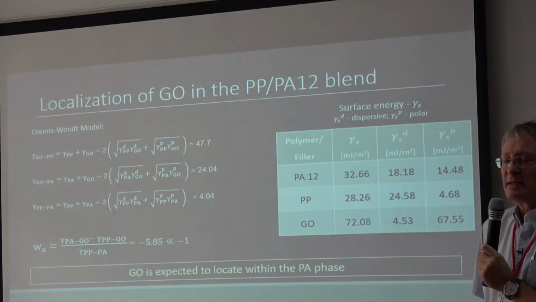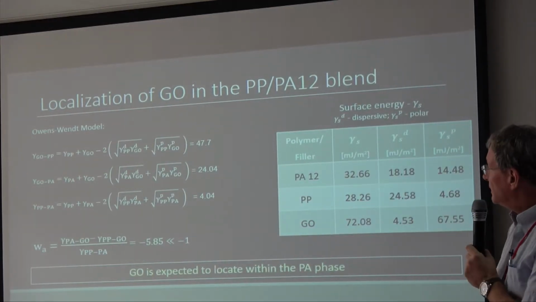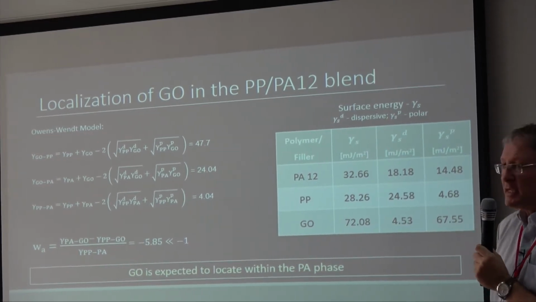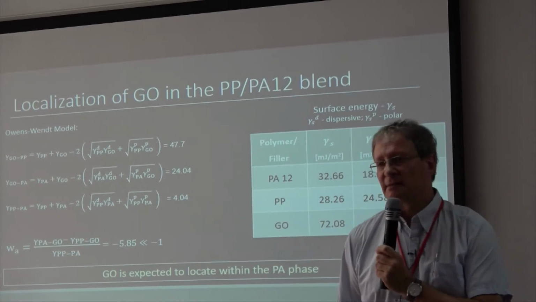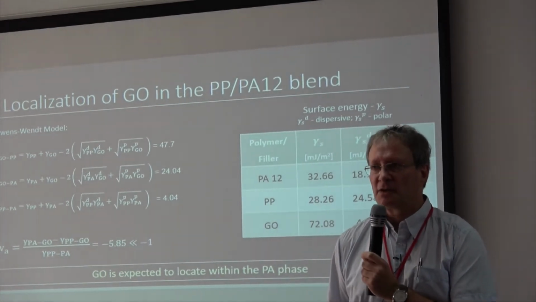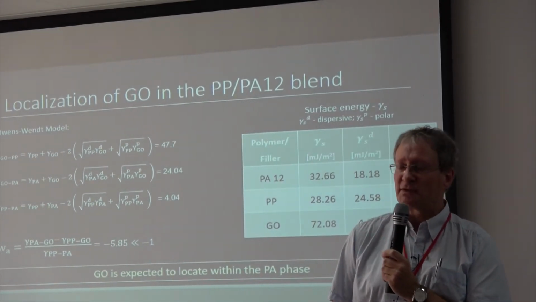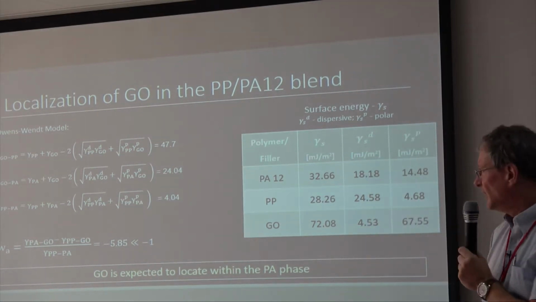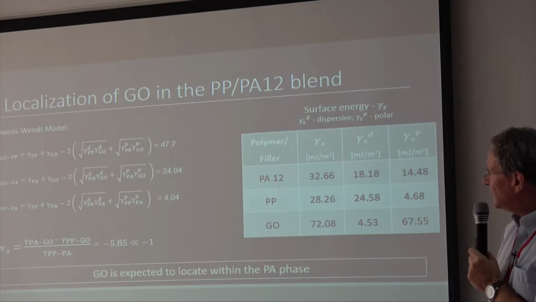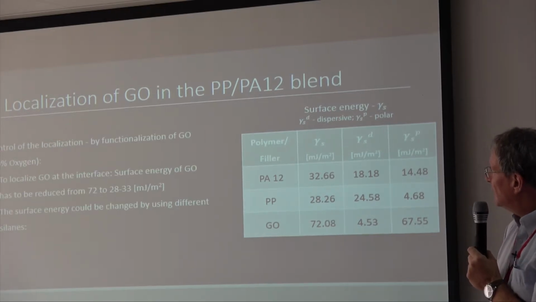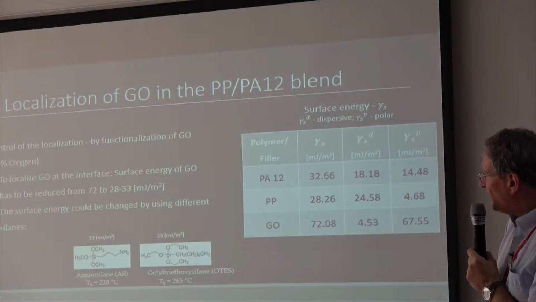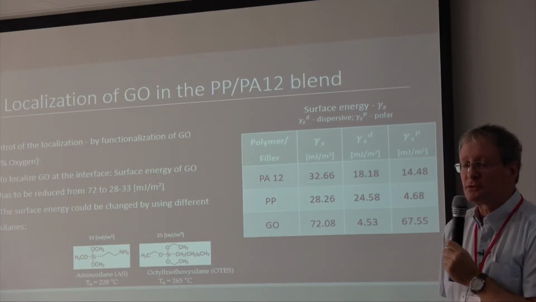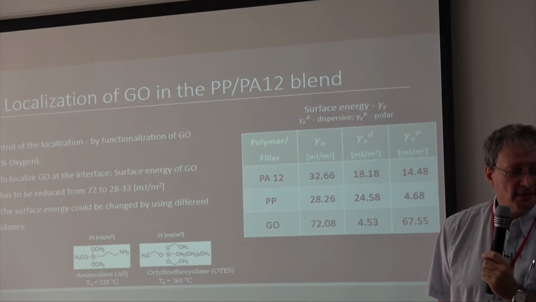So we did some calculations based on the Owens-Wendt model, and we find that if we mix graphene oxide with this system, it's going to be located in the polypropylene. That's because of the surface area of the graphene oxide. That's not what we want. So in order to modify that, we're going to use, as I said, modifiers. For instance, aminosilane, which is the one I'm going to show you results on today.